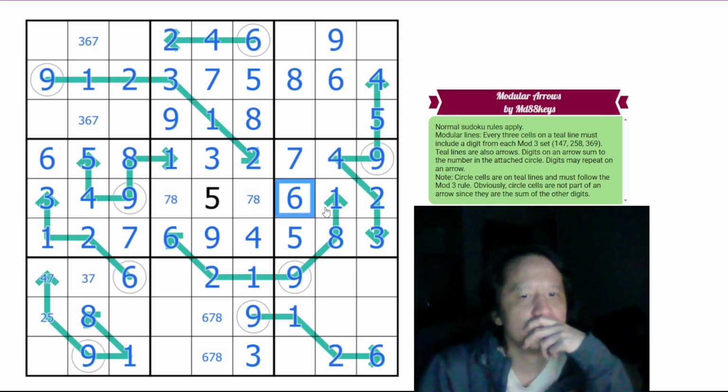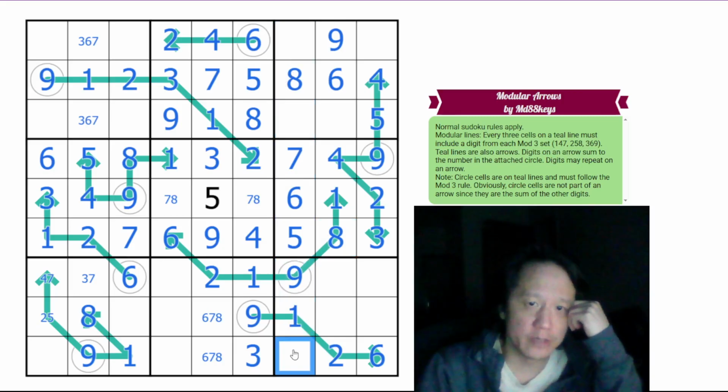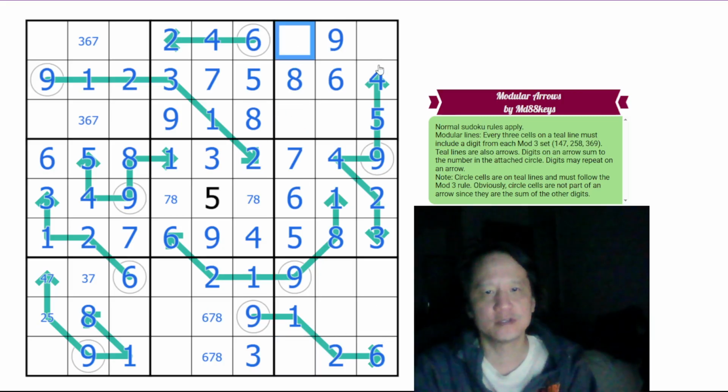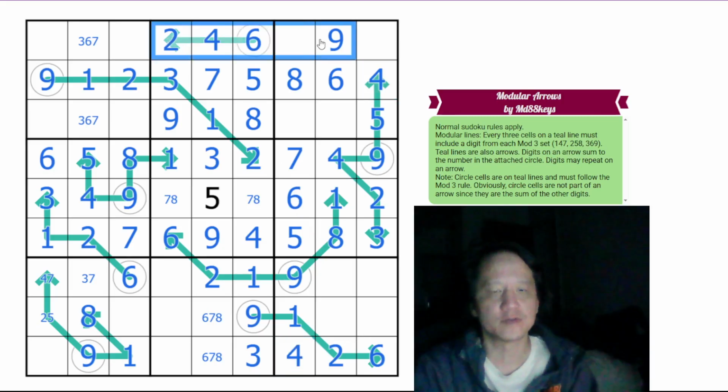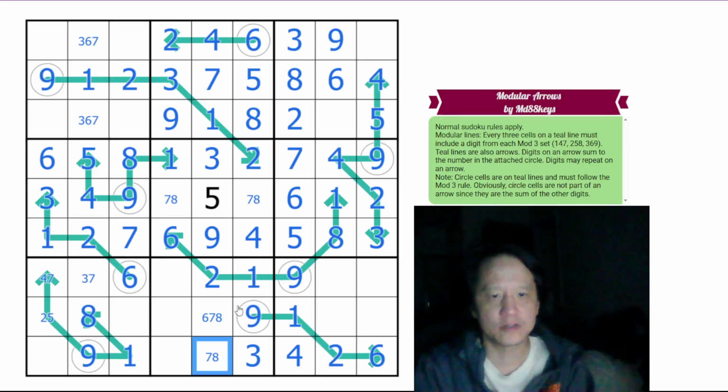Okay. Remaining digits in column 7, we have 2, 3, and 4. 4 cannot be either of these cells because of the 4 in the box, so this must be 4 here. 2 can't be here because of the 2 in the row, so this is 3, which makes that 2. This 6 eliminates 6 here. This can't be 7 because of 7 in the column, so this is 8, which makes this a 6.